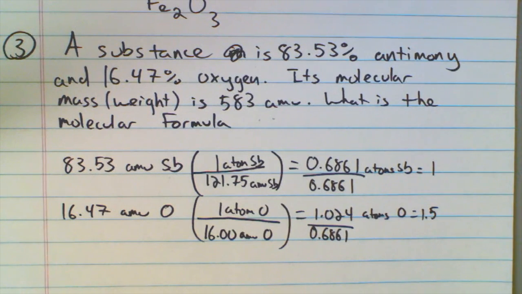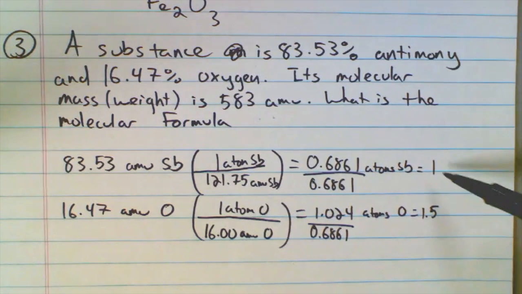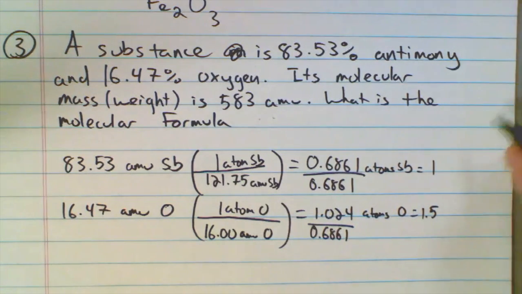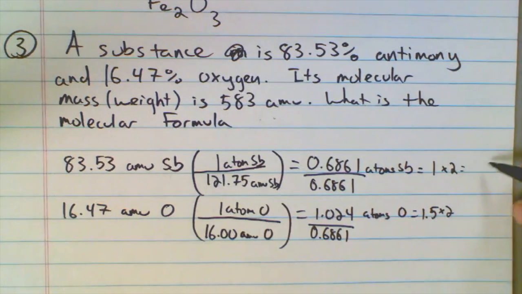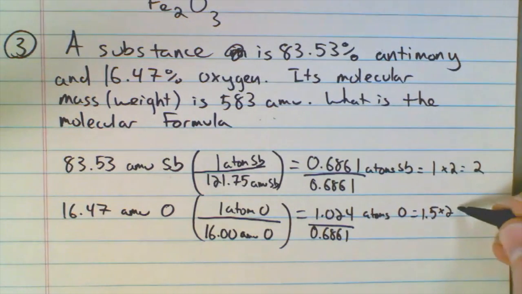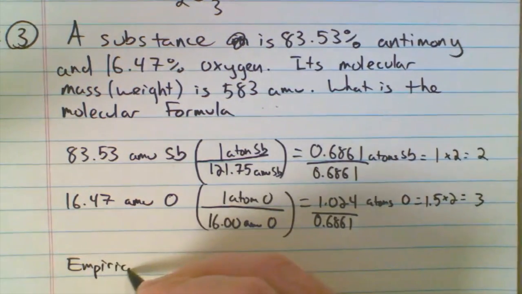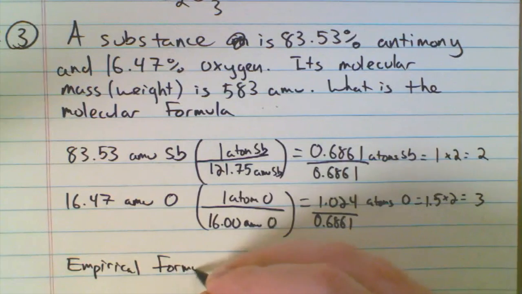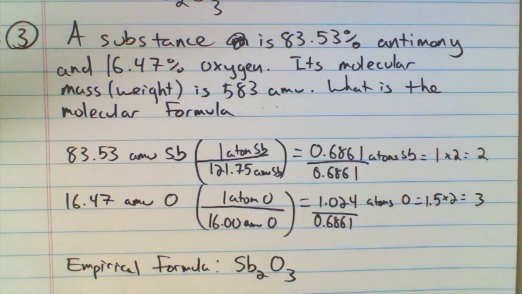Okay. So people got to this point here. You got one atom of Sb to 1.5 oxygen, just like the one above. We're going to multiply those both by 2. So we get 2 Sb's and 3 oxygens. Therefore, an empirical formula of Sb2O3.